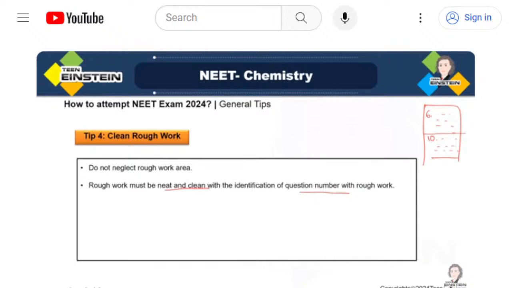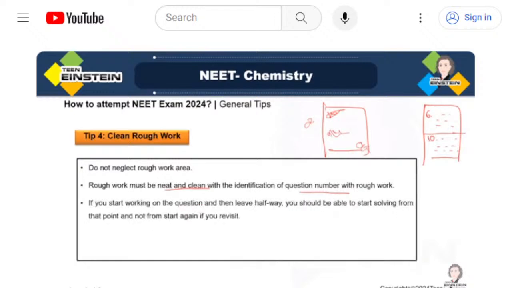Even if you don't do the rough work perfectly, it is still important to give it importance, with proper identification of the question number. It is not that you somehow solve it on one side of the paper and then do another part in the other corner. It should not be like this. There should be proper maintenance.